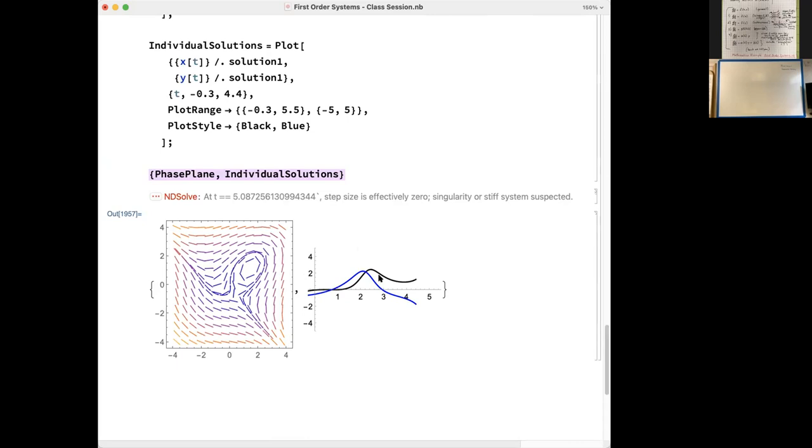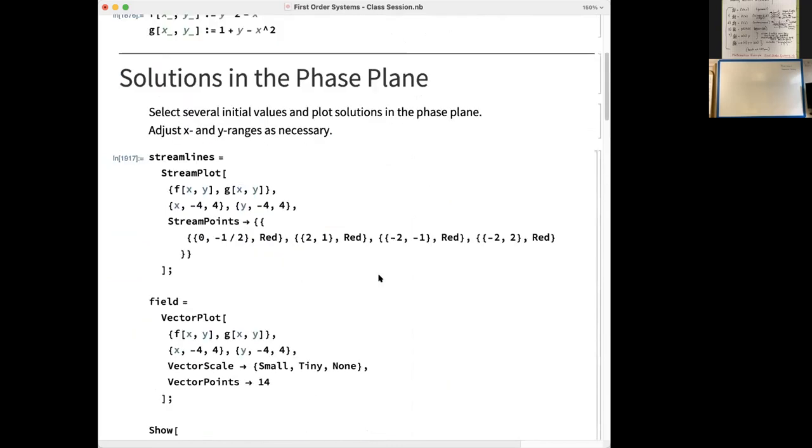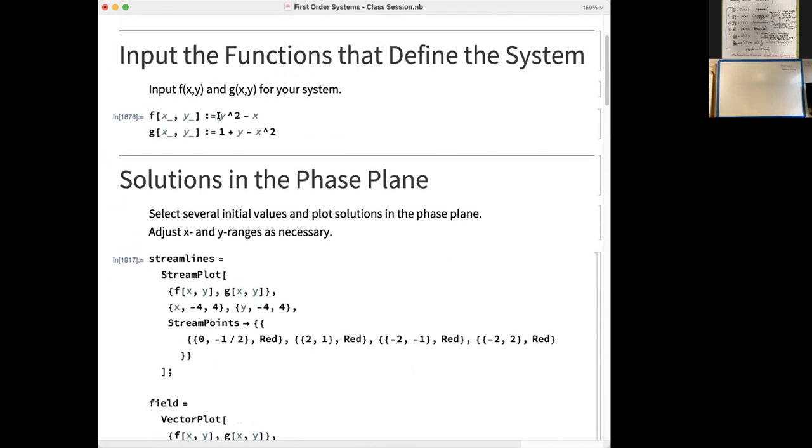Okay, this is where you're gonna roll with some of your problems this week. You can literally take your dx dt and plug it into the function f, dy dt and plug it into the function g, or dr dt, df dt, or du dv, dv dd, whatever, I can't even pronounce it. Just using the correct syntax, making the correct adjustments.